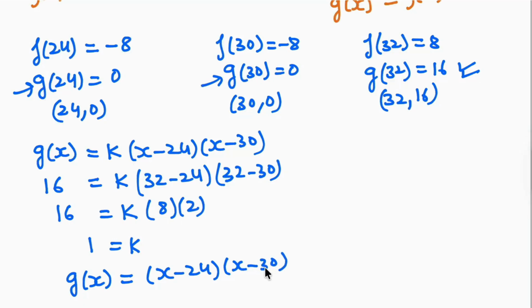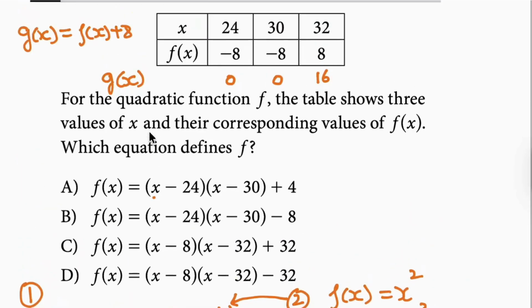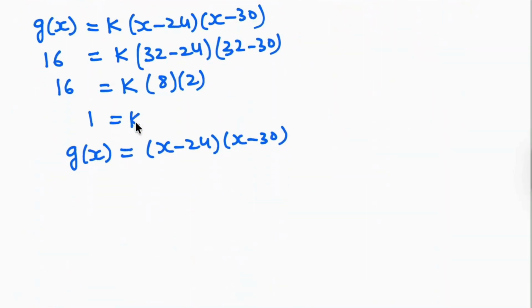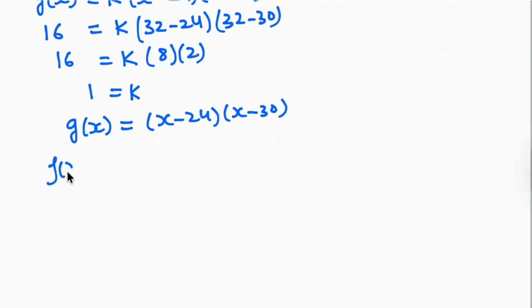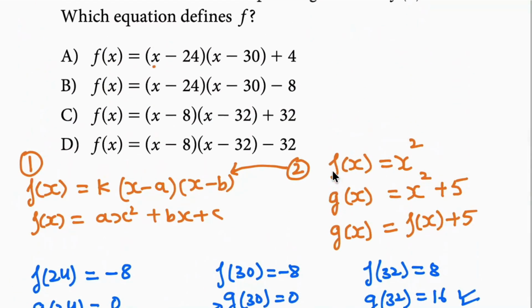Clear till here? But we don't have to find g(x). We have to find f(x). So what are we going to use here? g(x) is equal to f(x) plus 8, right? So in place of g(x), I'm going to write f(x) plus 8 is equal to (x minus 24)(x minus 30). So f(x) is equal, subtracting 8 on both sides, (x minus 24)(x minus 30) minus 8. That means B is the right option. Correct? It was a tricky one, but a good one.